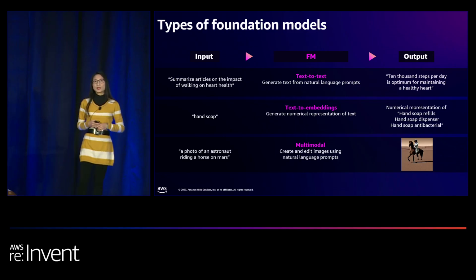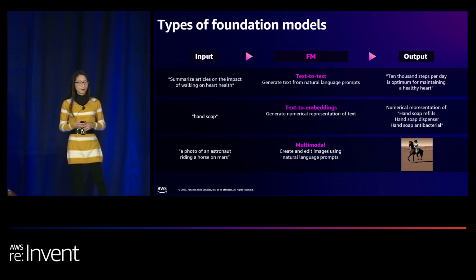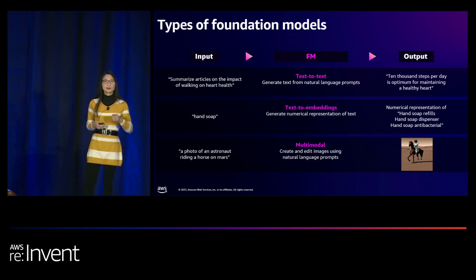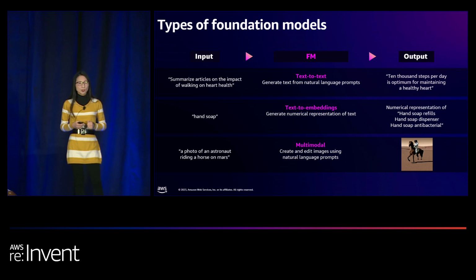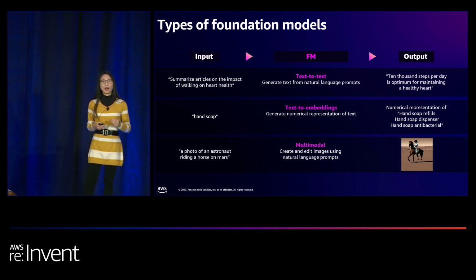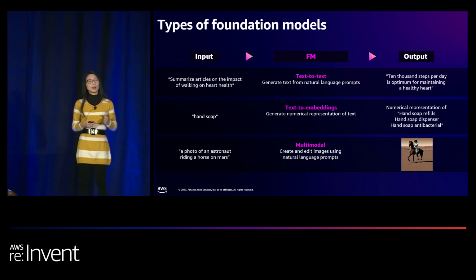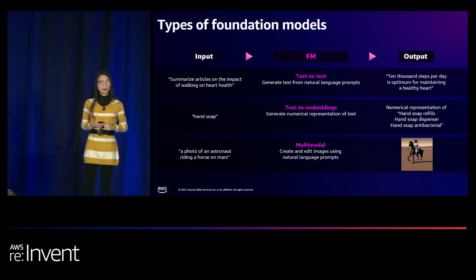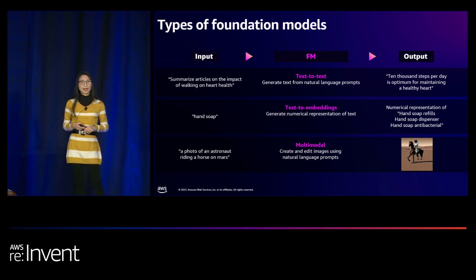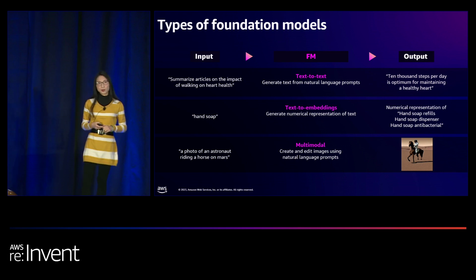There are mainly three types of foundation models. First type is text-to-text models. So these models accept text as input and output text as well. For example, you can input text from a newspaper article to these models and get a text summary as a response.